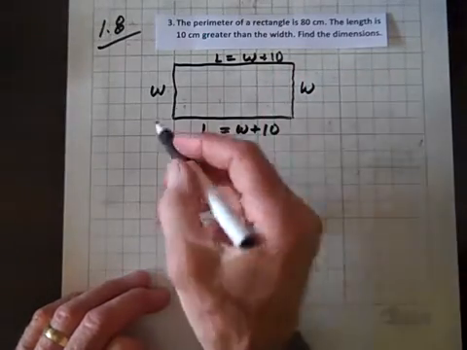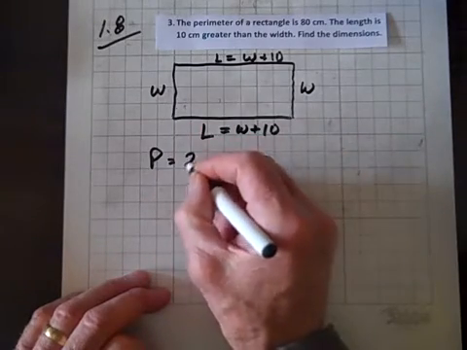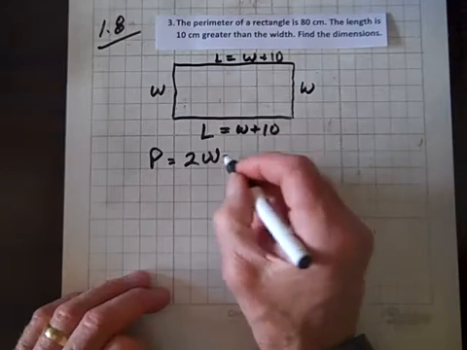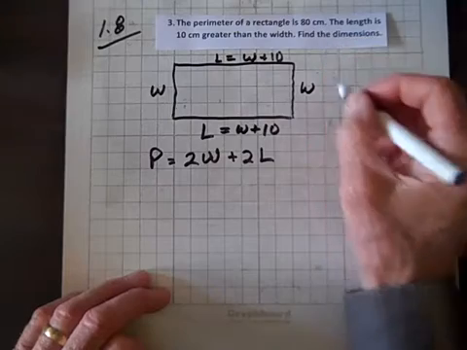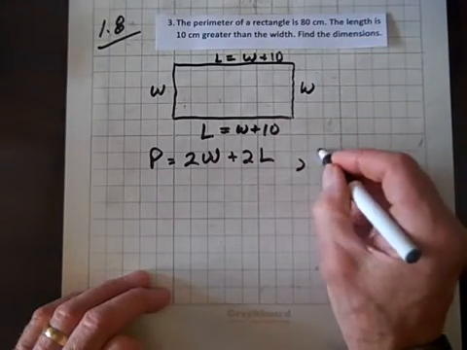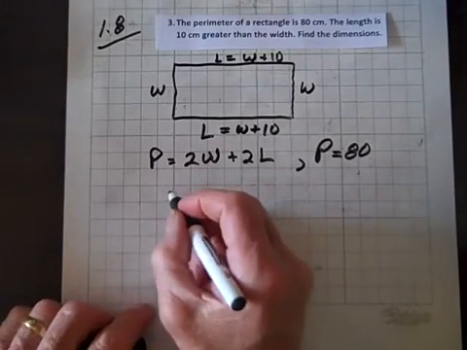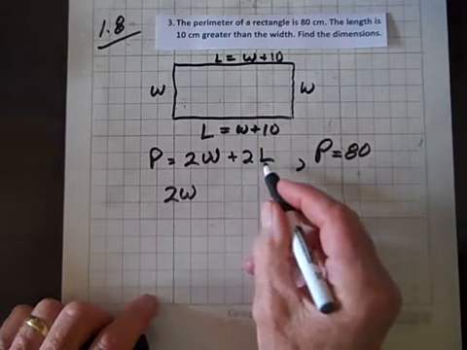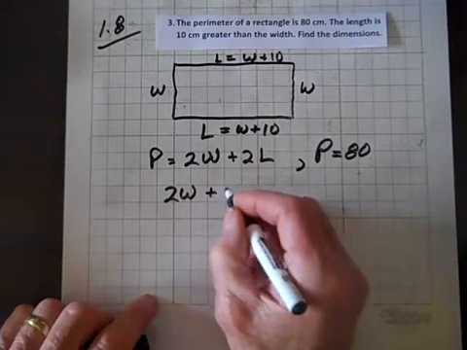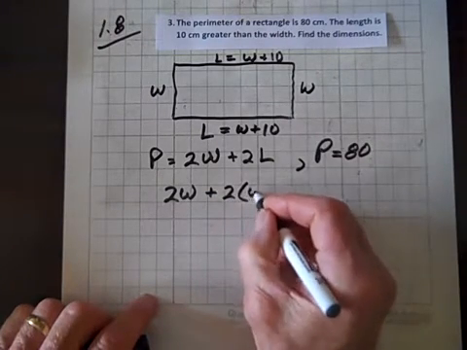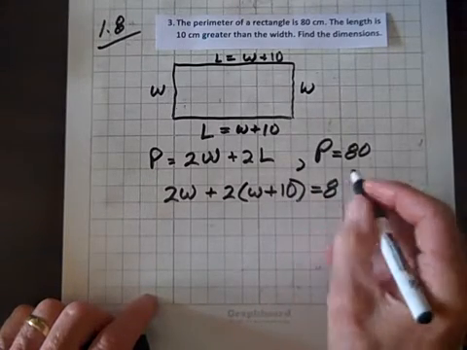So now let's add those up. So we've got the perimeter equals 2W plus 2L. And by the way, the perimeter is 80, so we better make note of that. P equals 80. So now we know that 2W, and I'm going to replace L with W plus 10, plus 2 times W plus 10 equals 80.